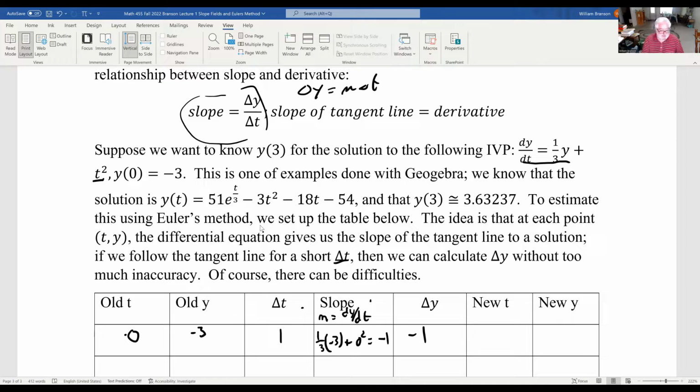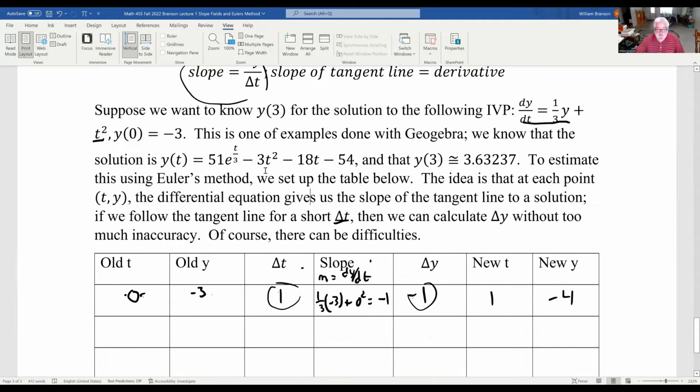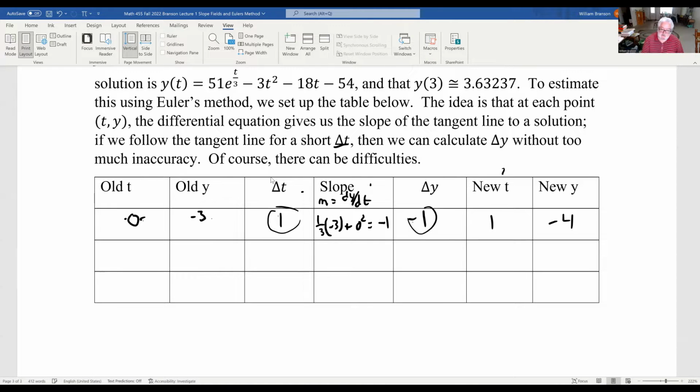So what's our new t? We've gone 1 unit to the right, so 0 plus 1 is 1. And we went 1 unit down, so -3 plus -1 is -4. Great. So we bring these over. Those are where we're now at. So we go to (1, -4). Great. We just continue with that. So t becomes 1. Slope is now 1/3 times -4 plus 1 squared. This is -4/3 plus 1, so it's -1/3.